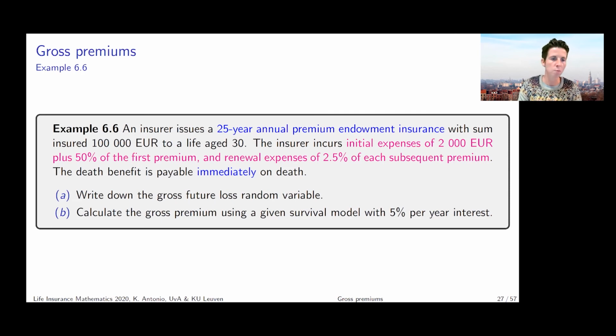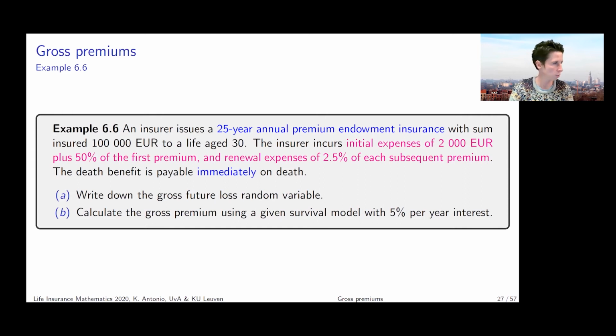So the first premium is paid at time 0 as well. And 50% of that is included as a cost. Yeah? And then you've got renewal expenses of 2.5% of each next premium. So the premium at time 1, at time 2, and so on and so forth. And we need to come up with an equivalence so that we can calculate the premiums taking the costs and the insurance benefits into account.